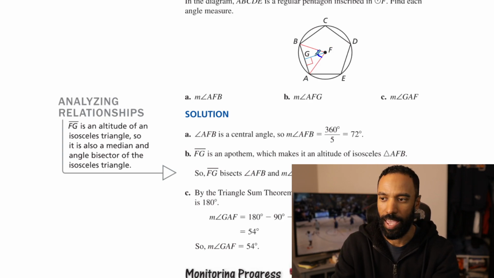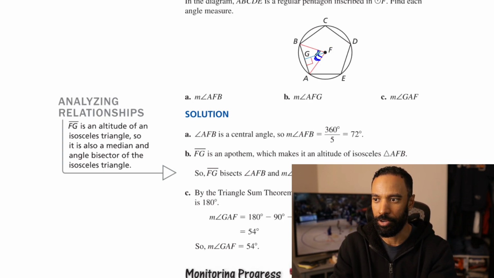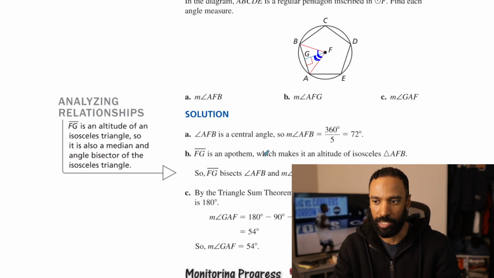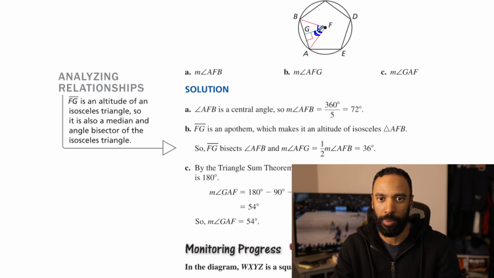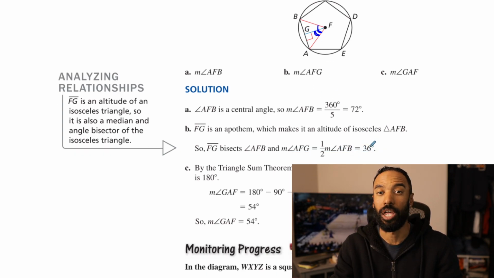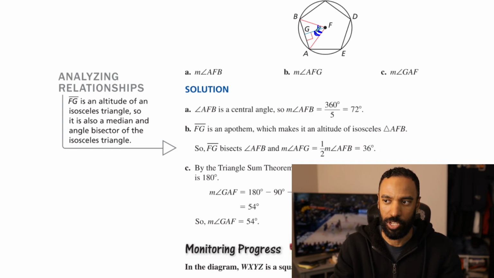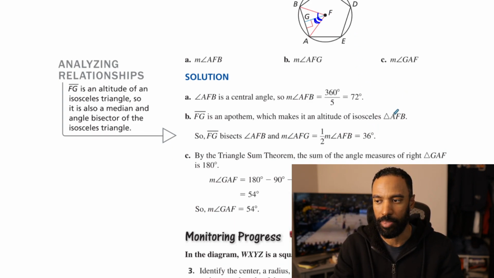Then they say find the measure of AFG. That's just this one right here, the double arc marked one I'm doing. AFG will be half of that because it's bisected. The apothem of the isosceles triangle bisecting it means you divide 72 by 2 and you get 36 degrees. That'll be a very common thing that we do. Find the central angle, divide it by 2 with the apothem.